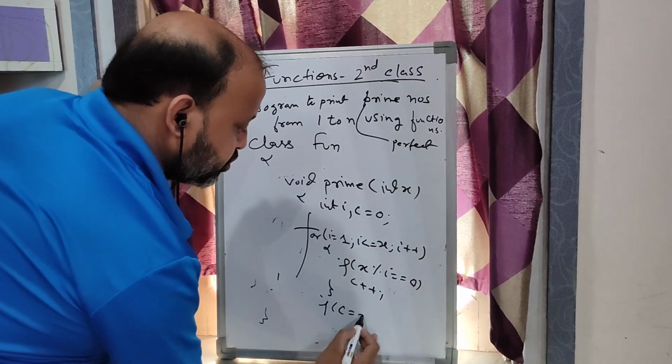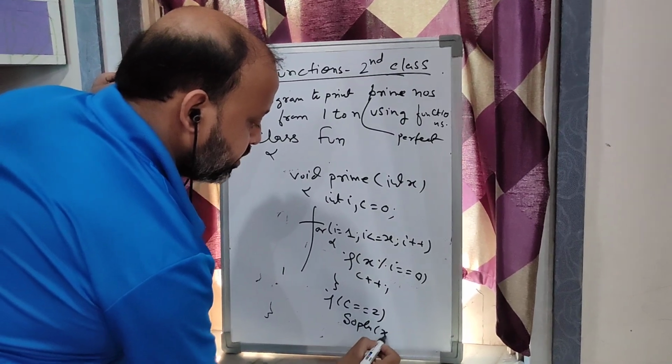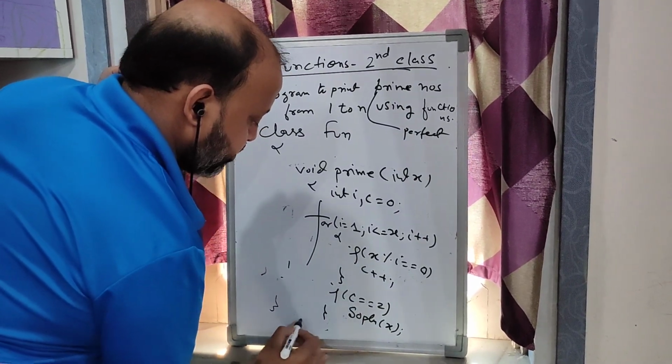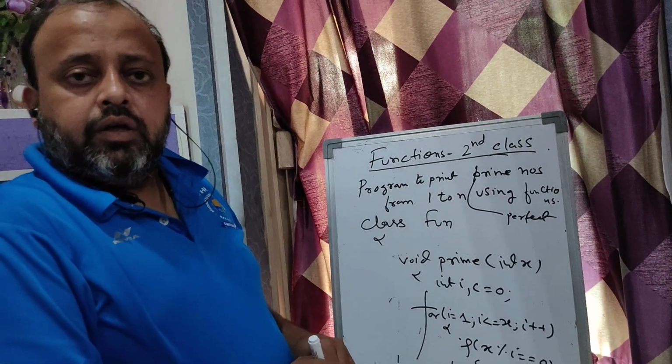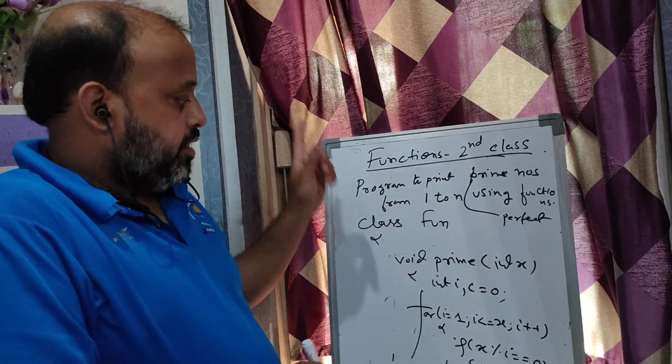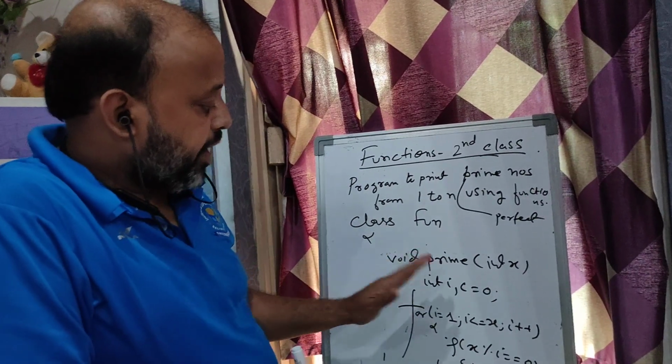If c equals 2, system.out.println x, it is a prime number. My class ends here. Now, if you continue from there, you have void prime I. Now prime is being defined.